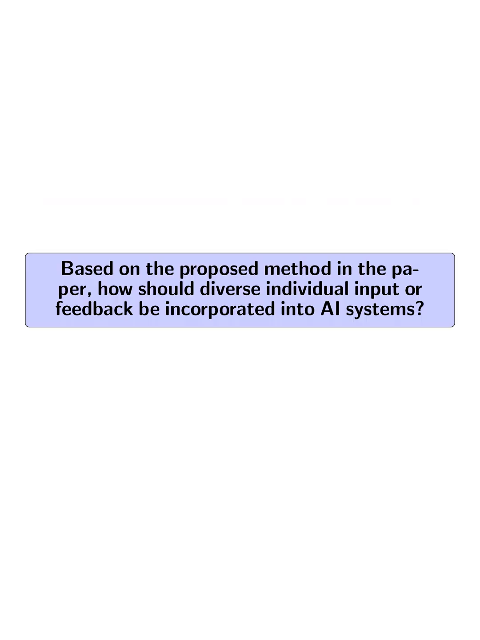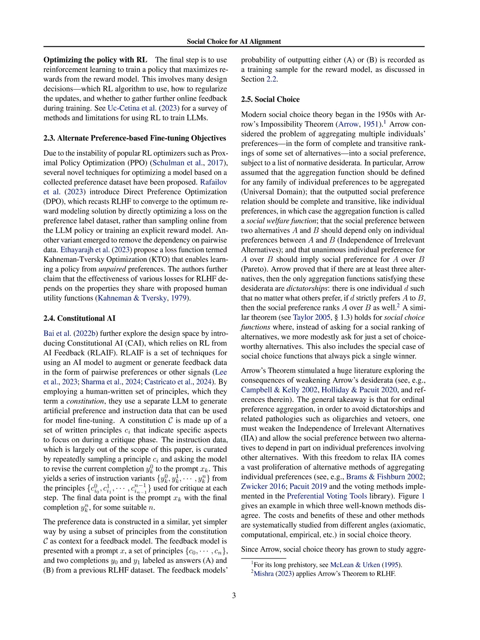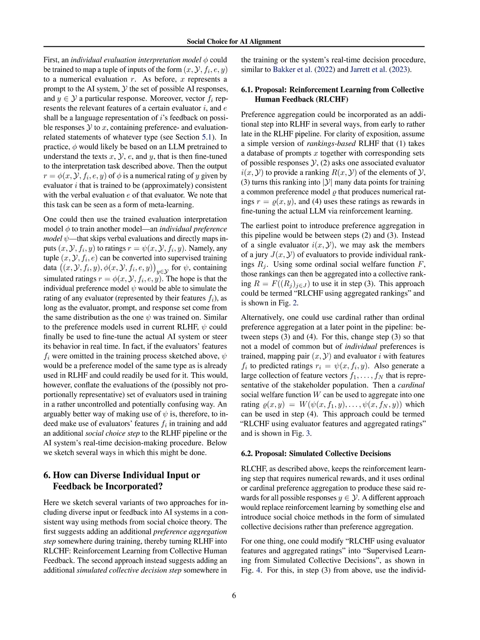Based on the proposed method in the paper, how should diverse individual input or feedback be incorporated into AI systems? Diverse individual input or feedback should be incorporated into AI systems through a process called reinforcement learning from collective human feedback, RLCHF. This method involves introducing preference aggregation as an additional step in the RLHF pipeline. One approach is to aggregate individual rankings provided by a jury of evaluators into a collective ranking before training a common preference model. This method, termed RLCHF using aggregated rankings, ensures that diverse preferences are considered in the training process.